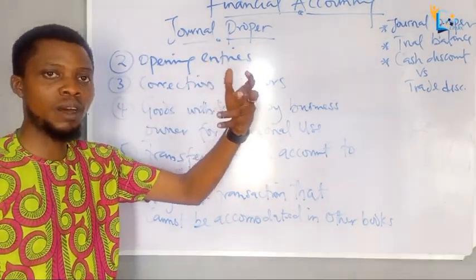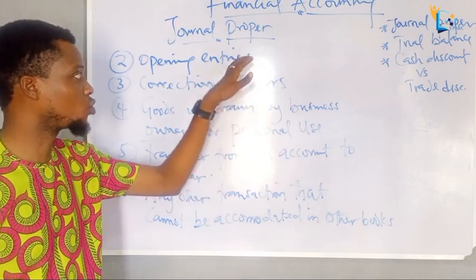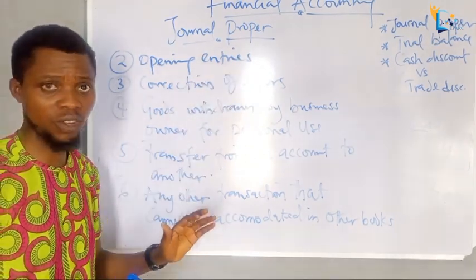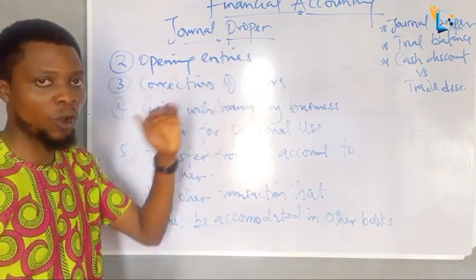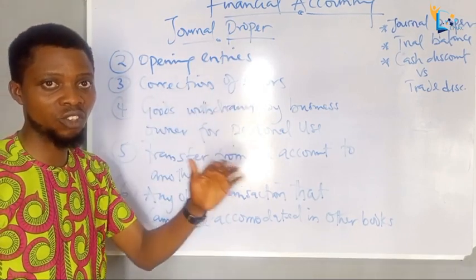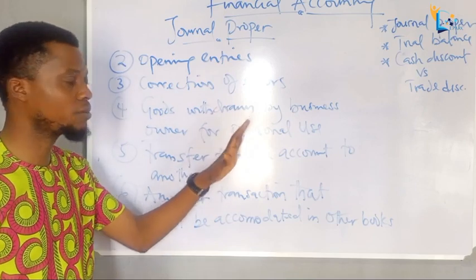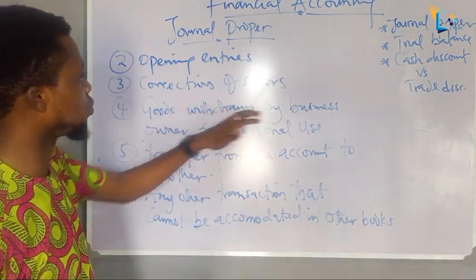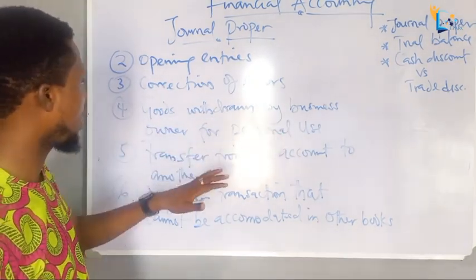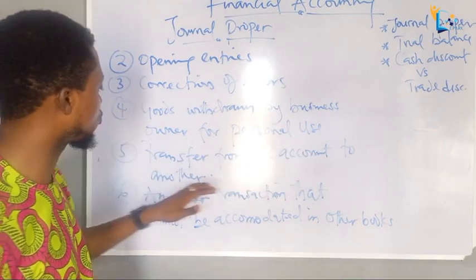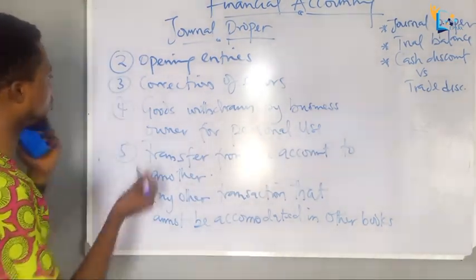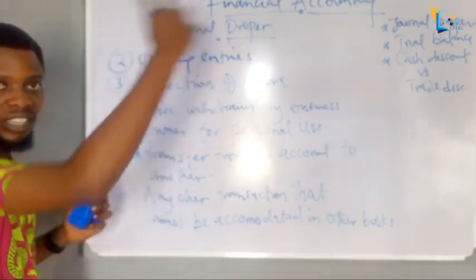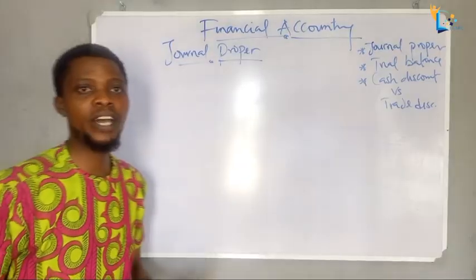Okay, opening entries. When we're going to treat single and incomplete records, we're going to treat opening entries. I'll show you how we do that. I don't want to do that now so that you don't get confused, okay? Then correction of errors. We're going to see that in detail when we start treating correction of errors. I don't want to do any example now so that you don't get confused. Then I'm going to show you goods withdrawn by business owner for personal use and then transfer from one account to the other. I'm going to give examples for these two. Then others we will see in a subsequent class.